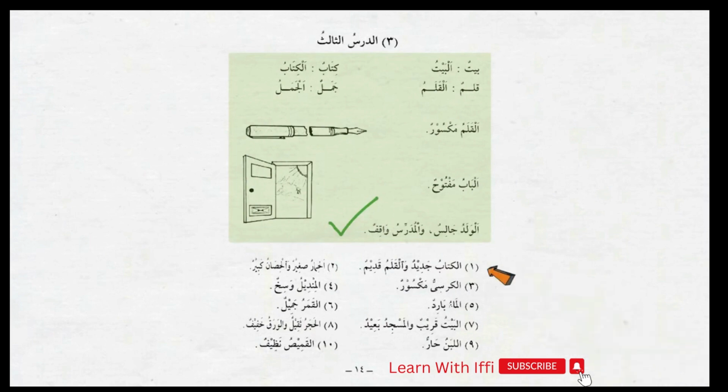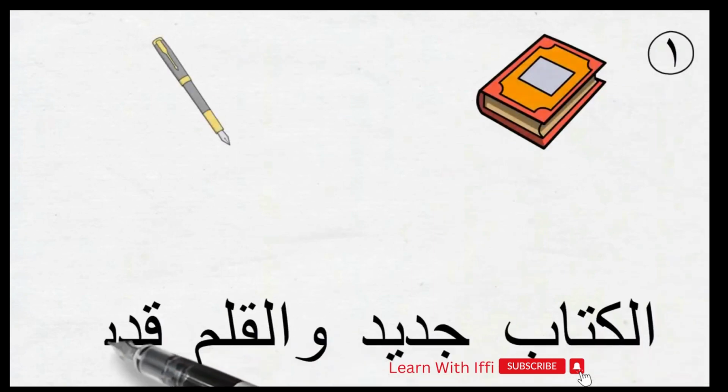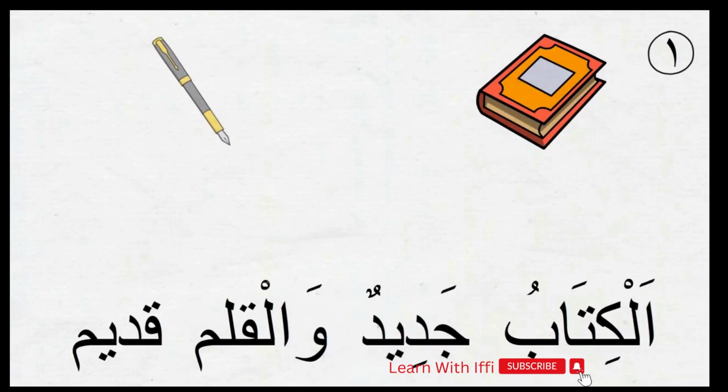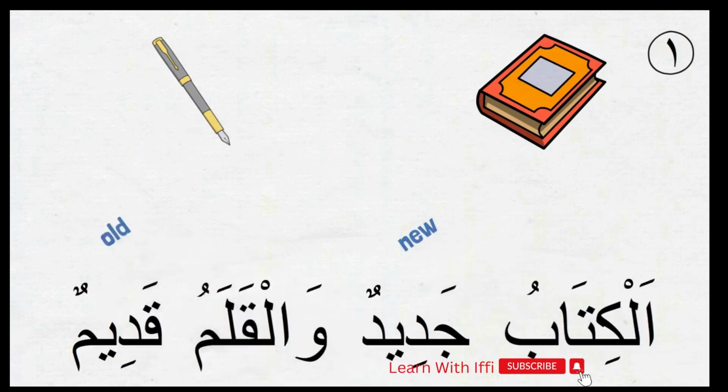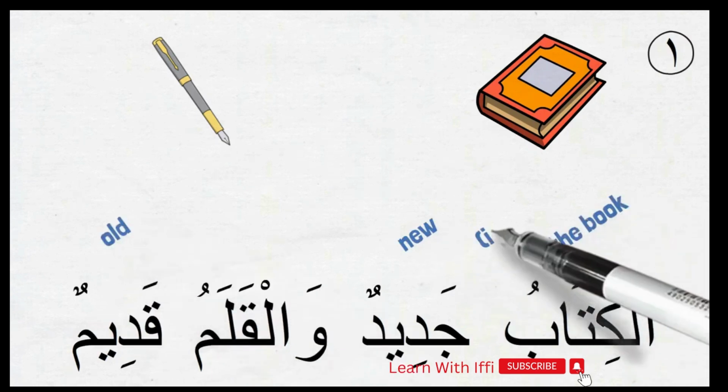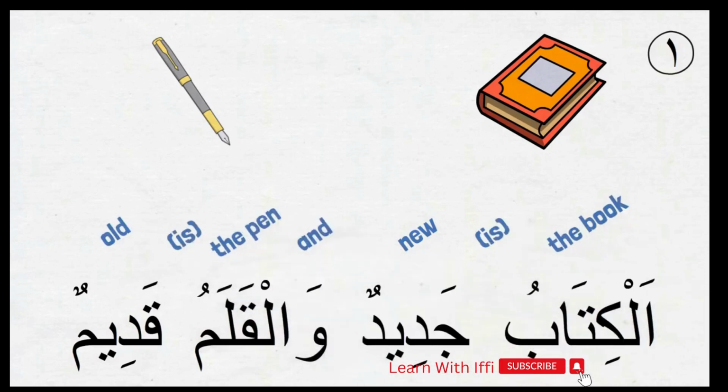Let's go over some of the example sentences in the second half of the same page. We will see a lot of new words in these example sentences, so we will take our time here and go slow, okay? The first sentence. الكتاب جديد والقلم قديم. Here, جديد is new and قديم is old. So we are saying the book is new and the pen is old. الكتاب جديد والقلم قديم. The book is new and the pen is old.